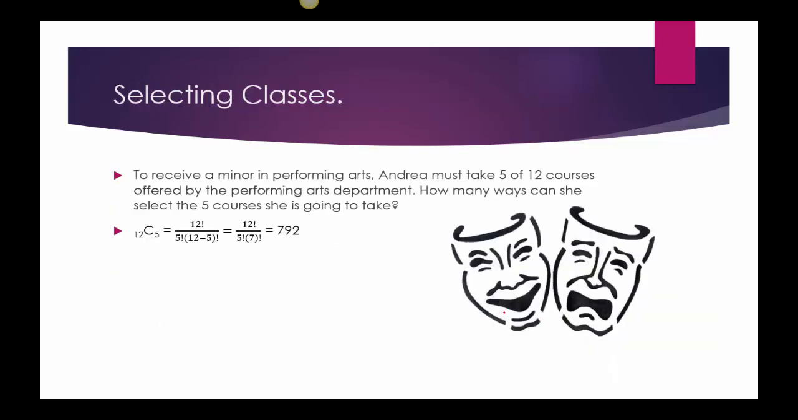All right, so here we are selecting classes. So to receive a minor in performing arts, Andrea must take 5 of 12 courses offered by the performing arts department. How many ways can she select the 5 courses she's going to take? All right, so I know there's 12 possibilities, and she needs to pick 5. So I do 12 combination 5, and it says 792.